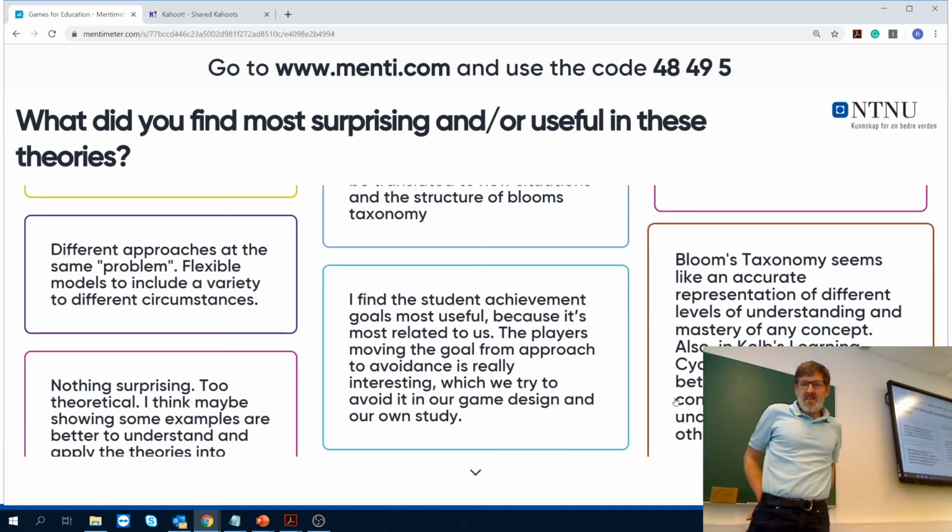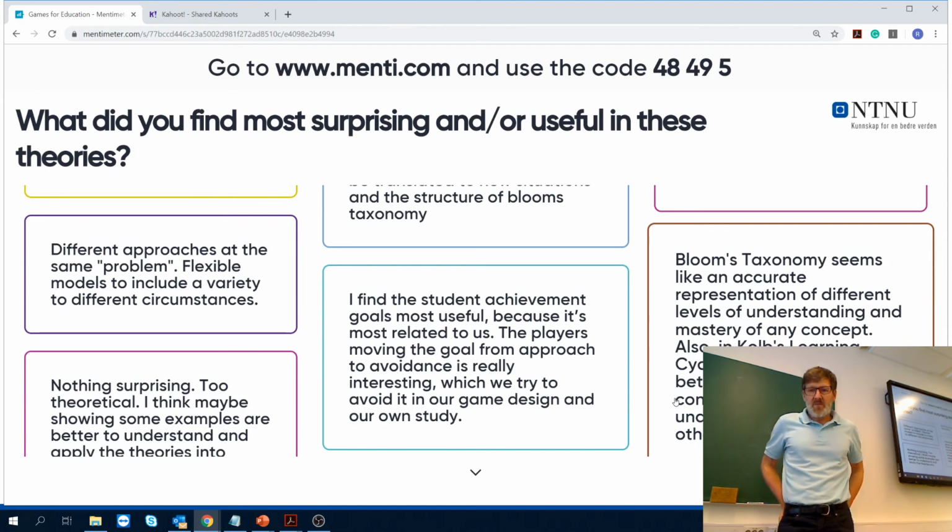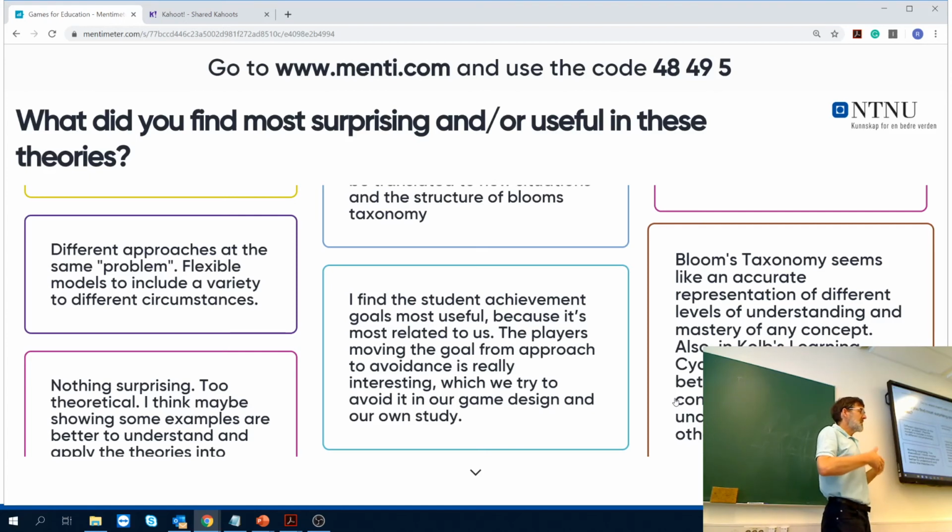Bloom's taxonomy seems like an accurate representation of different levels of understanding, mastery of any concept. Yeah, as I said, it's one theory, and it's helpful. It helps to understand some aspects, and there are some aspects it doesn't cover. Kolb's learning cycle, going back and forth between abstract and concrete, feeds understanding to each other. Absolutely, and that's why I'm hoping that you and the games you develop will encourage the students to get into that exploration mode. I'm going to come back to that next after the break.